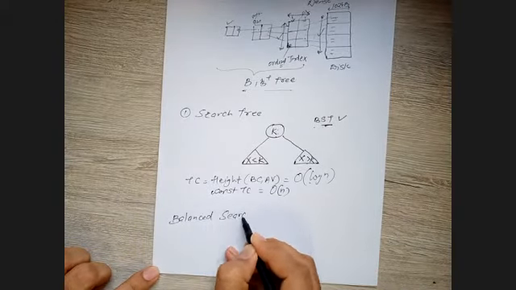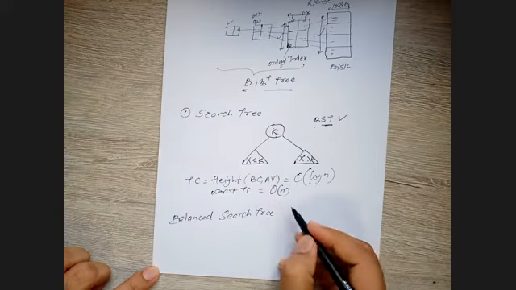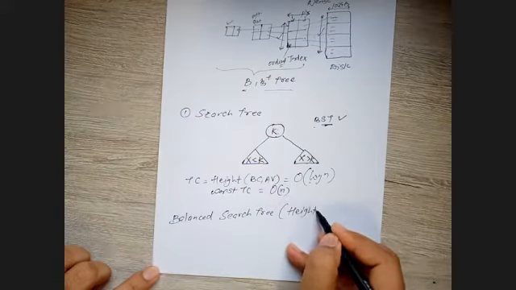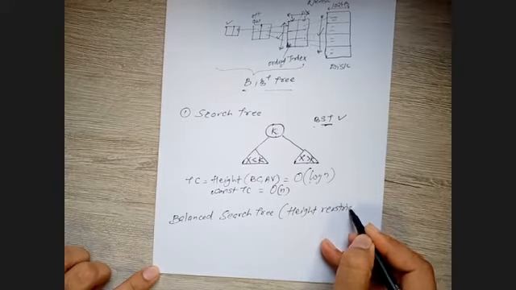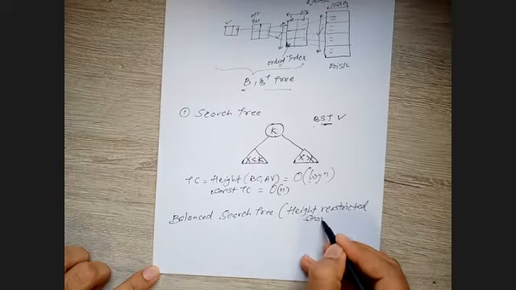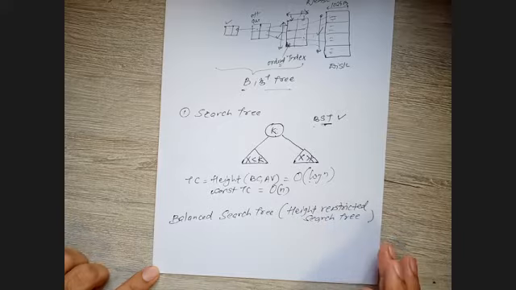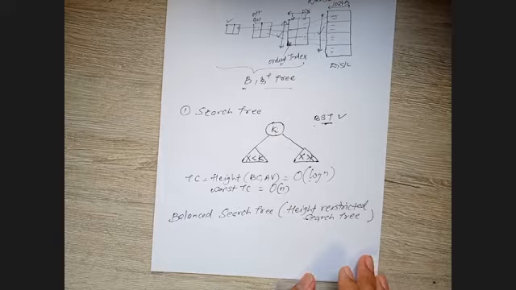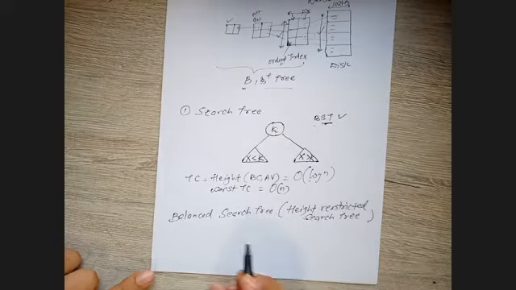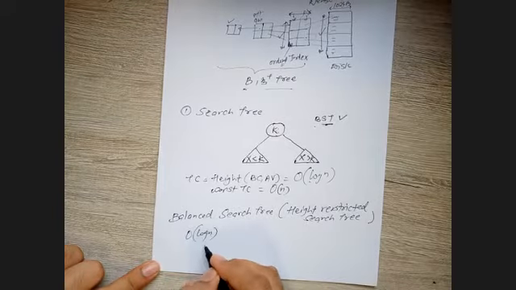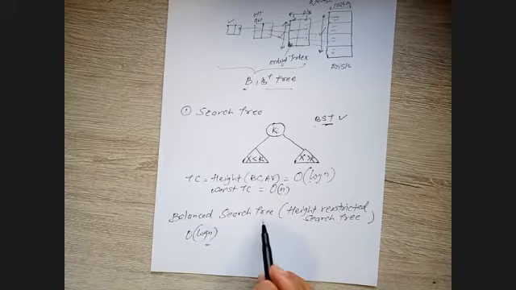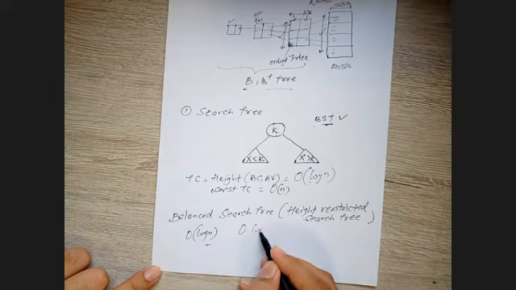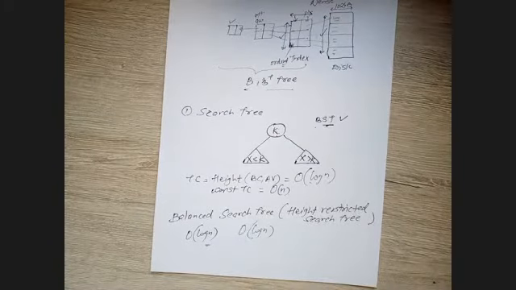A balanced search tree is also called a height restricted search tree. There is another name, so don't get confused whenever you find such a name. The maximum height of a search tree with n distinct keys should be order of log n. Even in the worst case for a balanced search tree, the height will be order of log n. It means the height is restricted; you cannot take the height beyond a certain value.